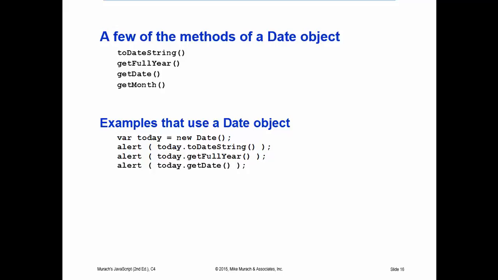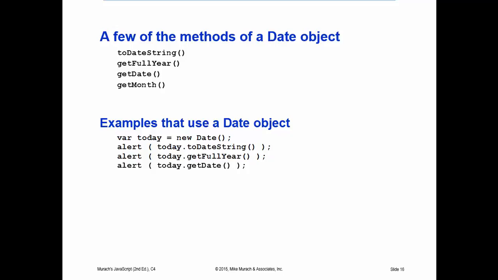The Date object allows you to do a lot of different things. Again, this is shown in the book here on page 113. You can grab any piece of the date you want. You can format the date in many different ways. And there are several different date methods that you can use.